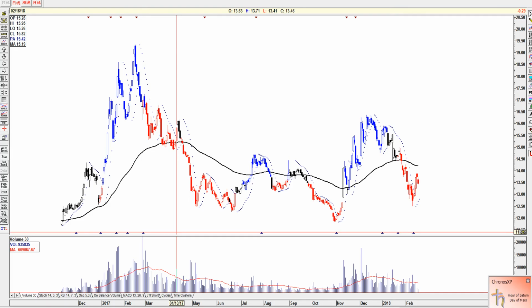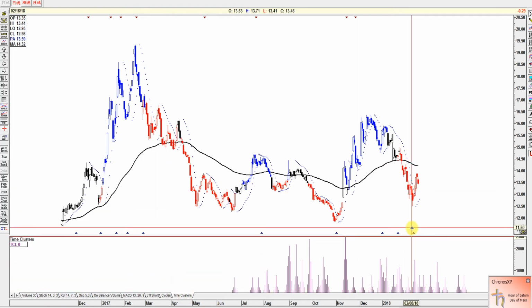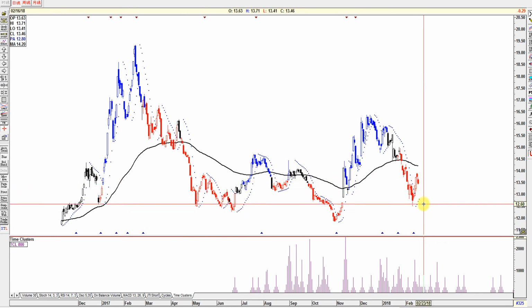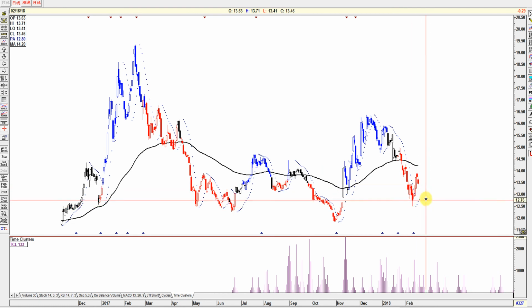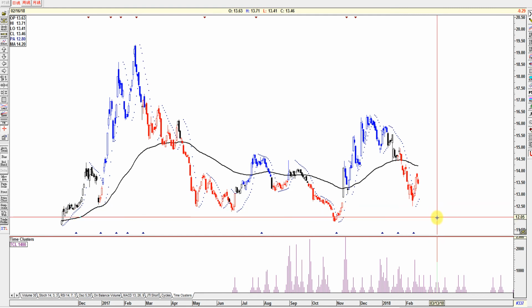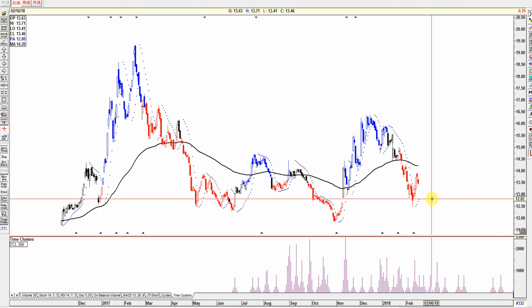Let's go to this chart. Cycle-wise, time clusters. So you see that the time cluster here picked this, not that it picked it exactly, the low was here on the 9th, and there was a time cluster on the 13th. I think we're going to continue going lower. I don't know if we just go sideways, but my guess, and I'll talk about this later, it could be somewhere around March we put a low.